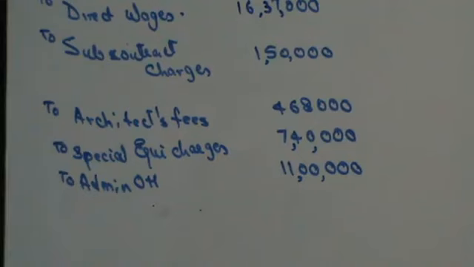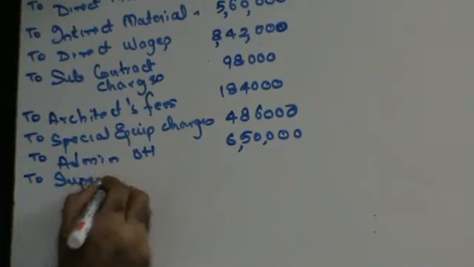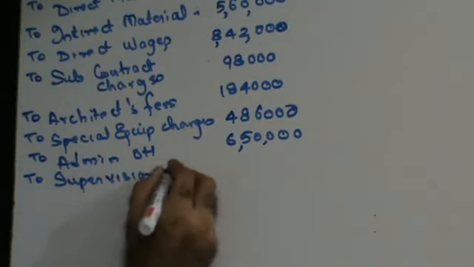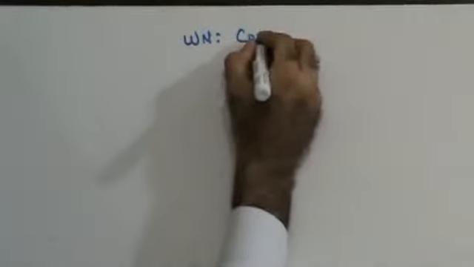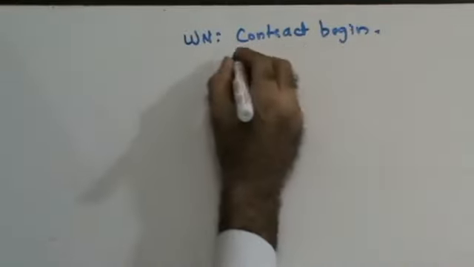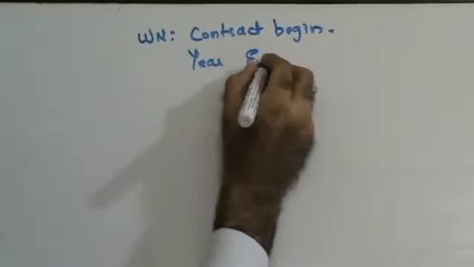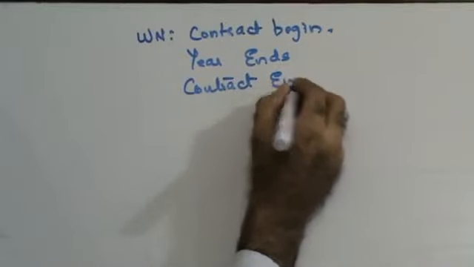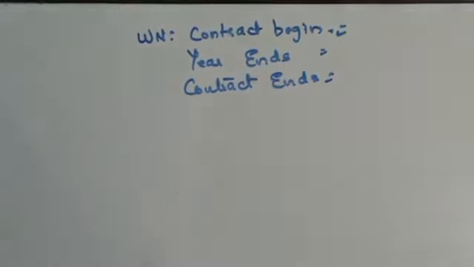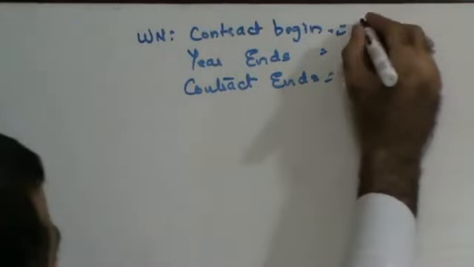Special equipment we have already done. To supervision charges. Supervision charges are 10,000 per month. Now let's see working note one, guys. Contract begins, year ends, contract ends. They've given you that the contract begins on 1st May, work commenced from 1st May 2007.